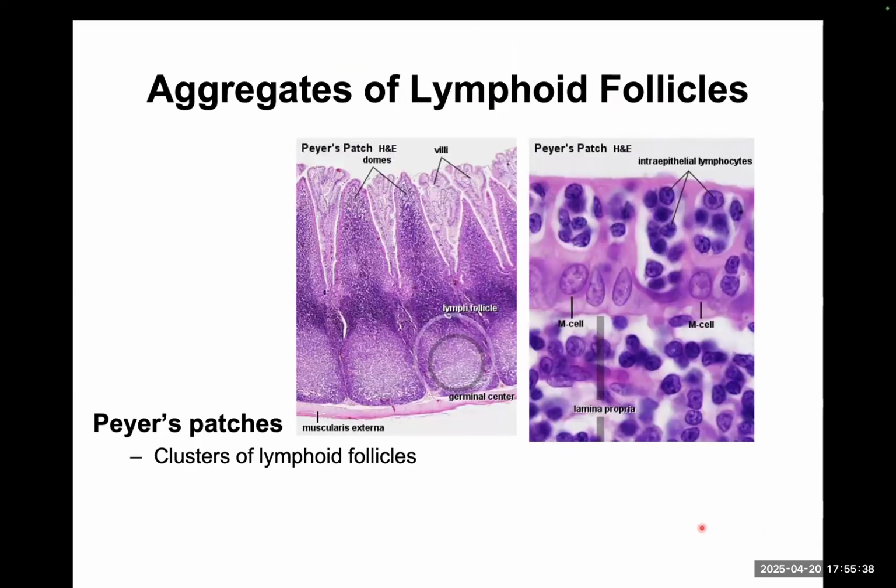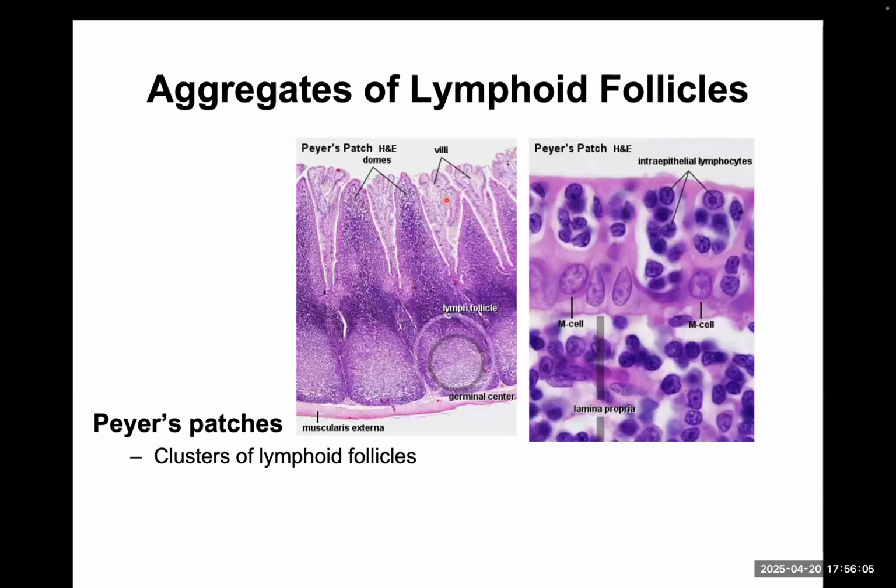So the Peyer's patches over here are going to be in the intestines. You can see those here. They're kind of dome shaped. In between is the villi, to increase the surface area. These Peyer's patches are little triangular shaped follicles made up of lymphoid tissue, and they're going to be in the walls of the intestines.